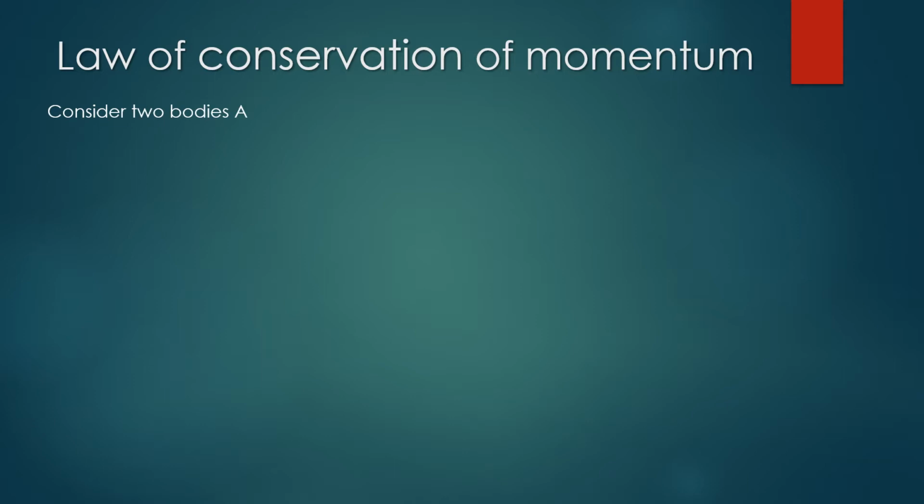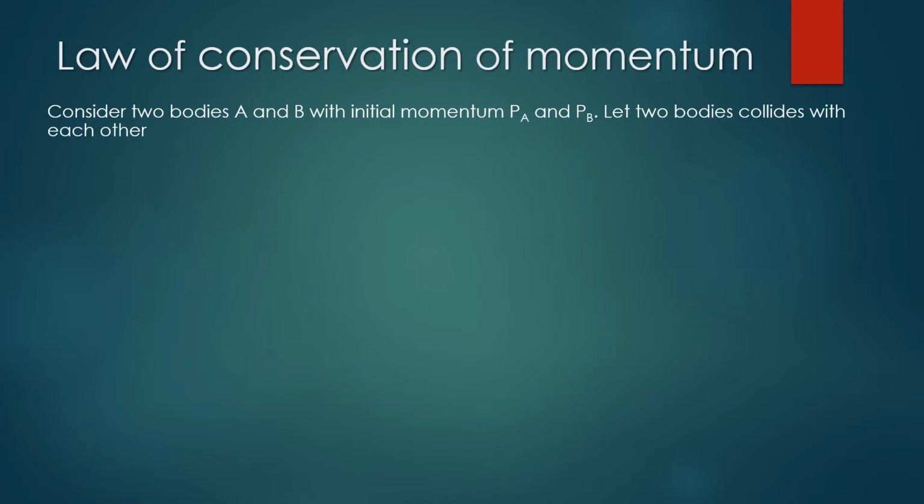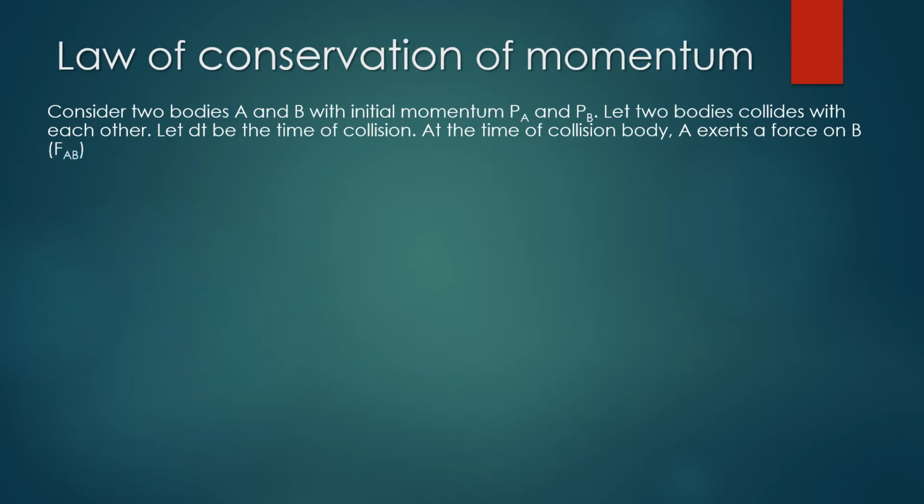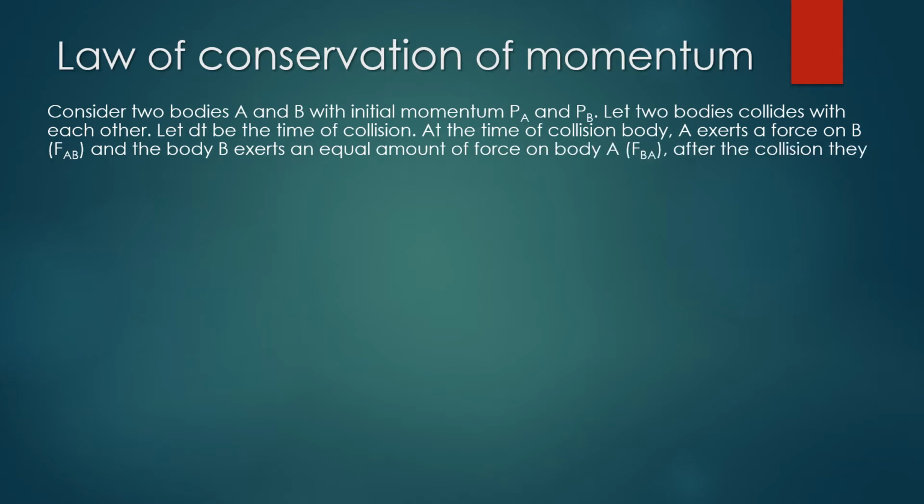Consider two bodies A and B with the initial momentum PA and PB respectively. Let these two bodies collide with each other, and let dt be the time of collision. At the time of collision, body A exerts a force FAB on body B, and body B exerts an equal amount of force FBA on body A. After the collision, they move with the momentum PA' and PB'.